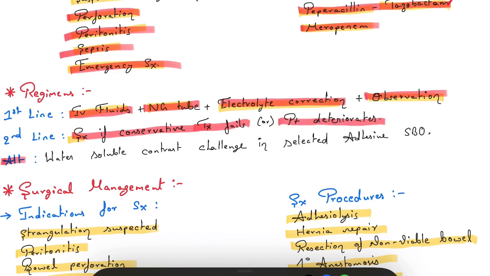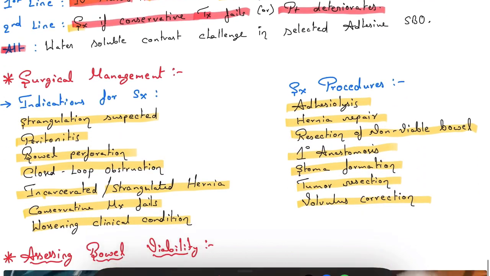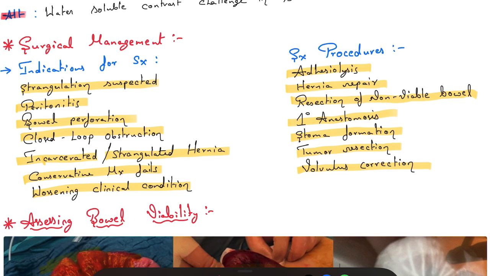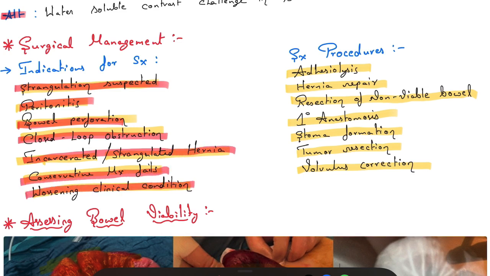Next, alternative options: we have water soluble contrast challenge in selected adhesive small bowel obstruction, where appropriate and per institutional protocol. Next, we can do surgery. Surgery has some indications. We have to operate immediately if the patient has suspected strangulation, peritonitis, bowel perforation, closed loop obstruction, incarcerated and strangulated hernia, failed conservative management, and worsening clinical condition.